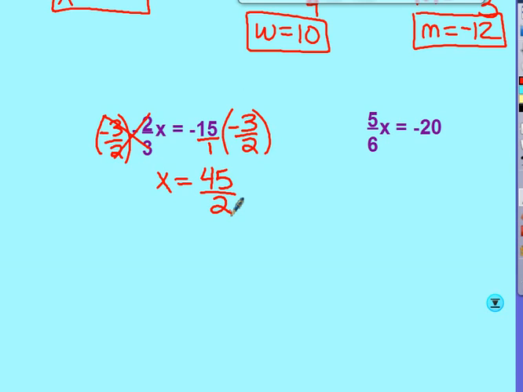The last example is 5/6x equals negative 20. Think for a minute, what's the reciprocal of 5/6? You're going to flip it, and that will give you a reciprocal of 6/5. Go ahead and multiply both sides by 6/5.